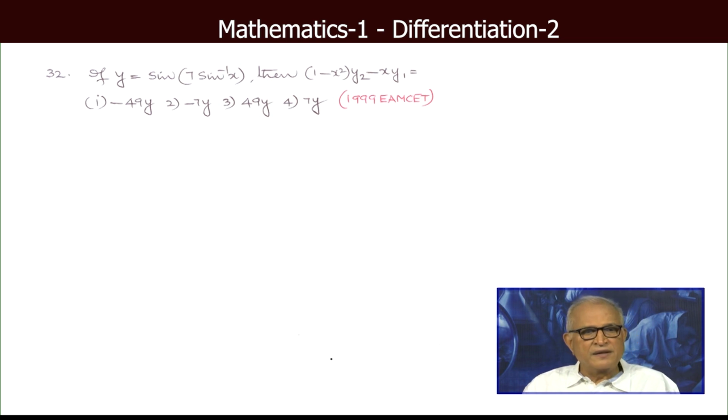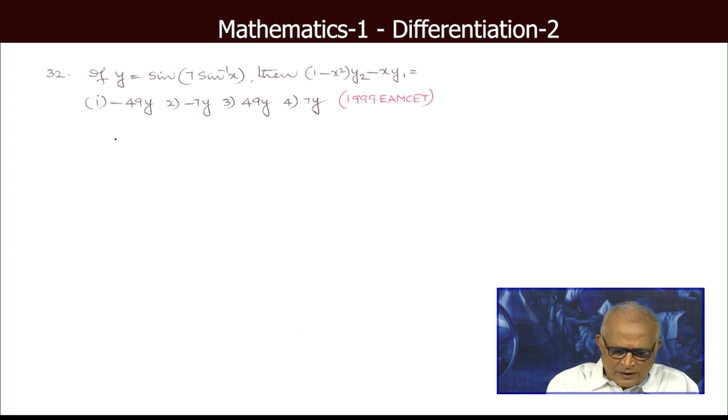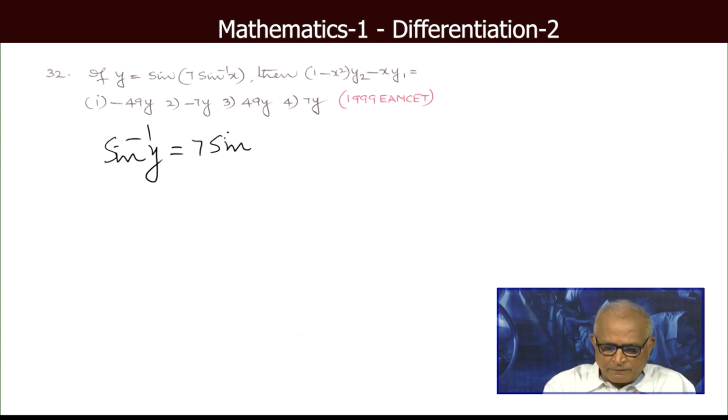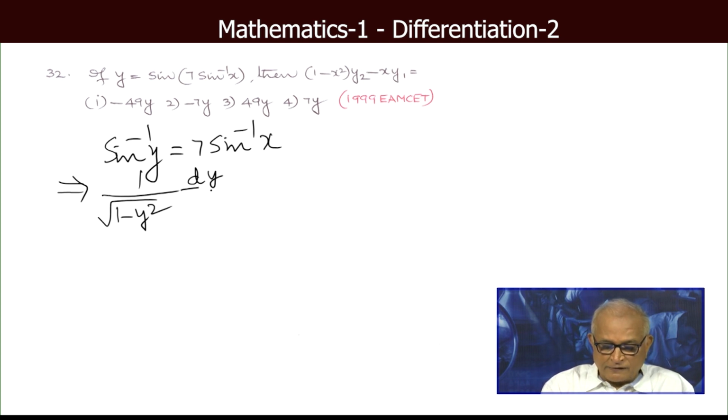So, y equal to sin of 7 times arc sin x. So, 7 times arc sin x must be between minus pi by 2 and pi by 2, or arc sin x must be between minus pi by 14 and plus pi by 14. So, x should lie between minus sin pi by 14 and sin pi by 14. Let's leave all those things, taking them for granted. Arc sin y is equal to 7 times arc sin x. This implies 1 by root of 1 minus y square into dy dx is equal to 7 by root of 1 minus x square. Follow?